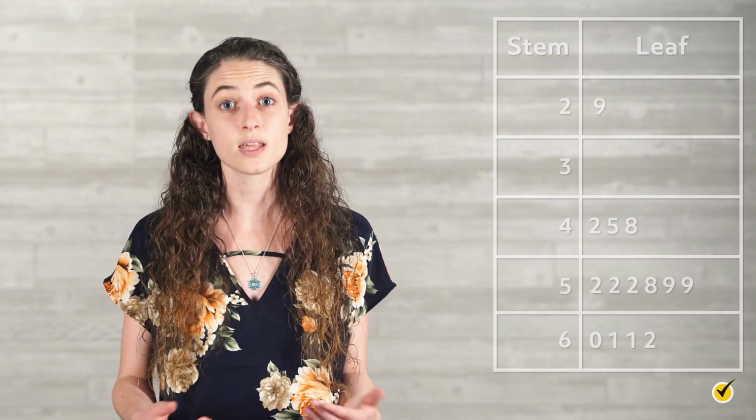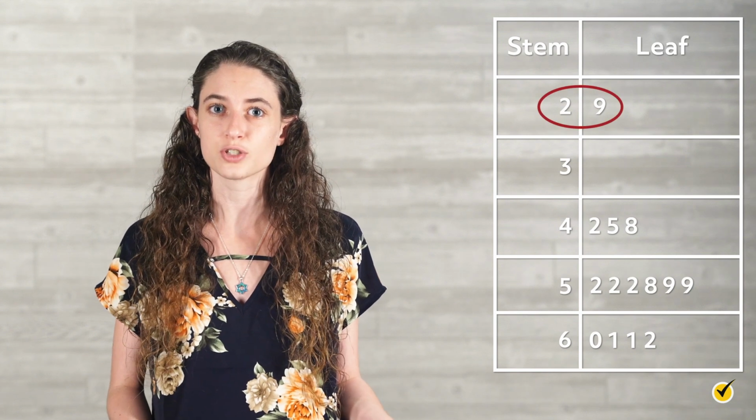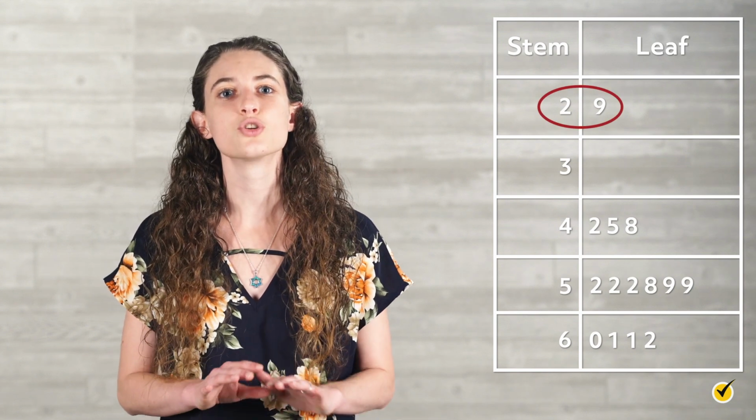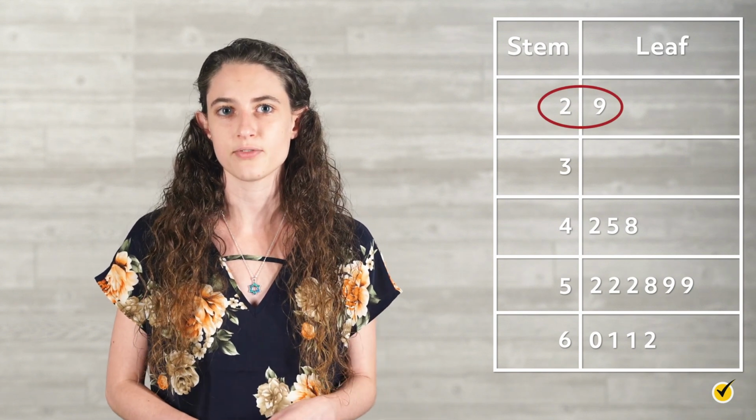Just by glancing at a stem and leaf plot, you can determine if there are any strong outliers in the dataset. In the last stem and leaf plot, 29 degrees was a clear outlier because there were no other temperatures close to that data value.